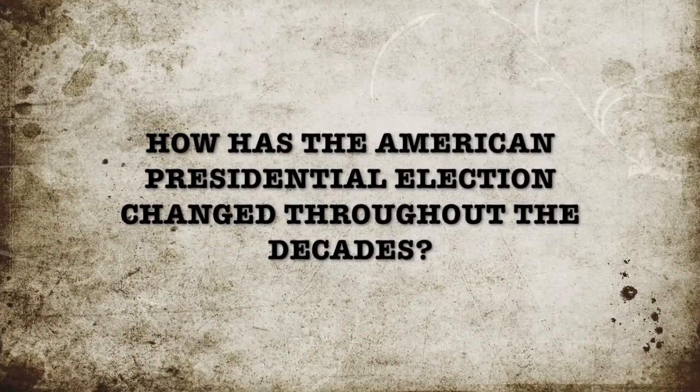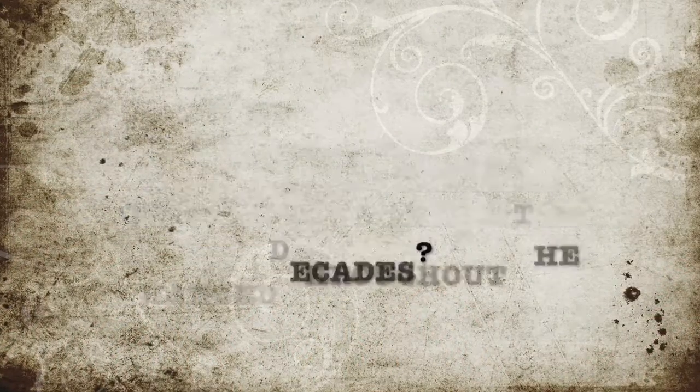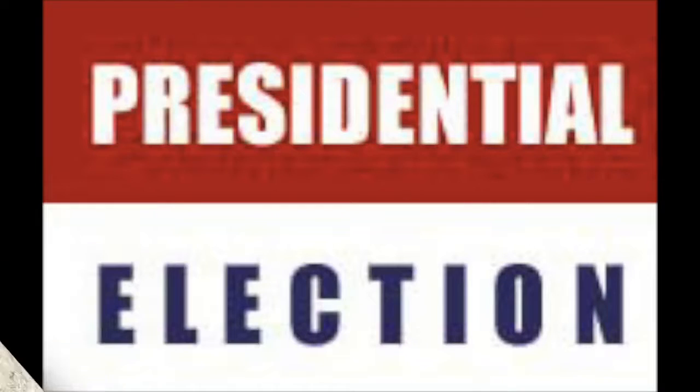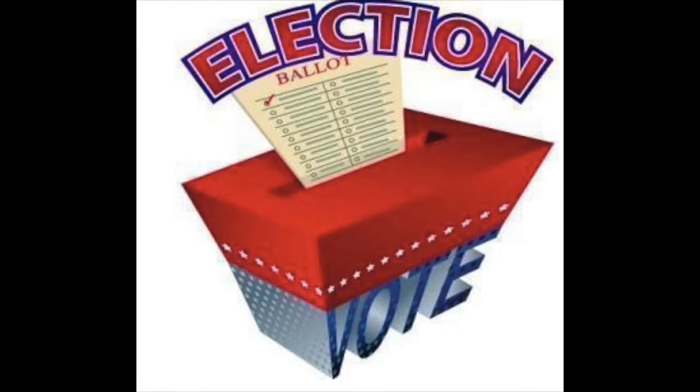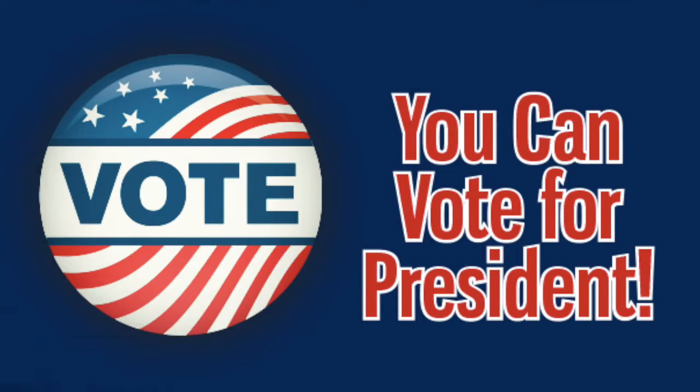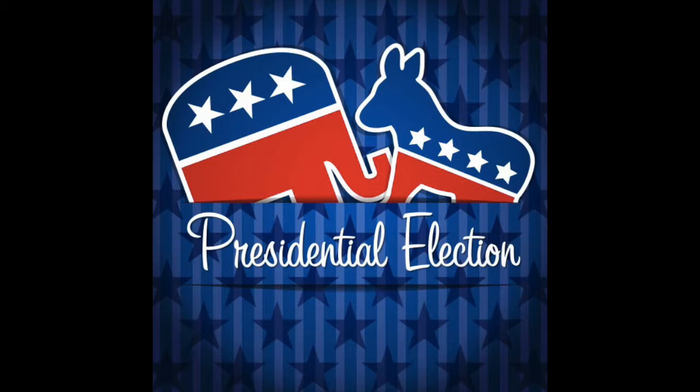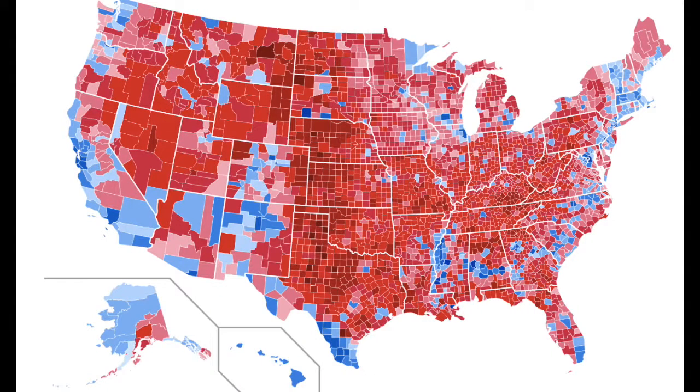How has the American presidential election changed throughout the decades? While there have been many changes, good and bad, to the presidential election, I have brought attention to a few key changes. They include the process of picking the president and vice president, the role of the first ladies, the political parties, and the electoral college. Therefore, I have focused in on those topics to see how or if they have changed, and if so, how.